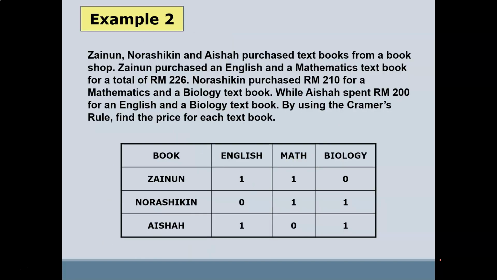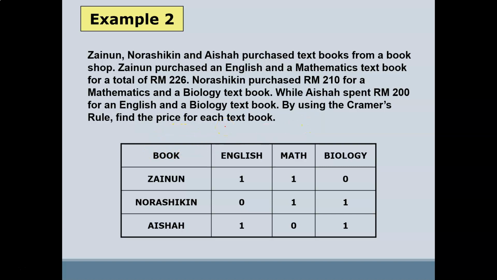Okay, let's see one more example, this time using a problem given to you. Zainun, Rashikin, and Aisha purchased textbooks from a bookshop. Zainun purchased an English and a mathematics textbook for a total of 226. Rashikin purchased a mathematics and a biology textbook for 210, while Aisha spent 200 for an English and a biology textbook. By using Cramer's rule, find the price for each textbook.